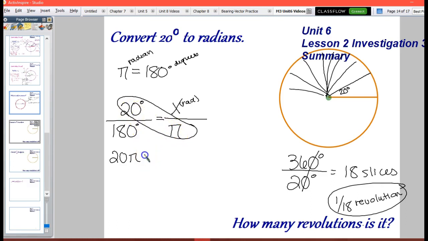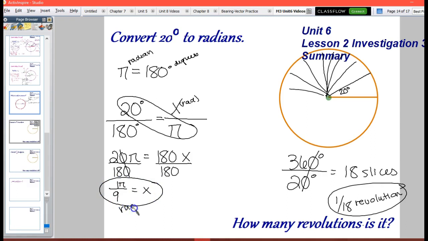So 20 times pi equals 180 times x. Well, I'm going to solve for x. I'm going to divide by 180. Do not turn these into decimals. Radian measures are very fraction friendly, and we never multiply by pi. So 20 over 180 would be 1 over 9 with a pi on top. And that right there, guys, pi over 9 radians is what our 20 degrees would convert to.